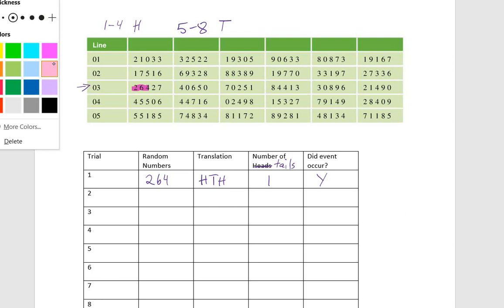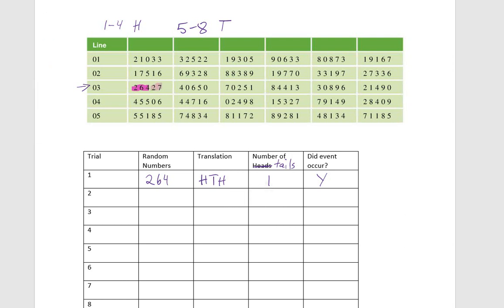So then the next one, we're going to have 2, 7, and 4. So 2 would be considered heads. 7, that's a number from 5 through 8, so that would be considered tails. And 4 would be considered heads. So we got 1 tails. Did our event occur? Yes.